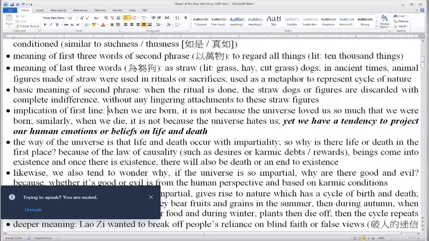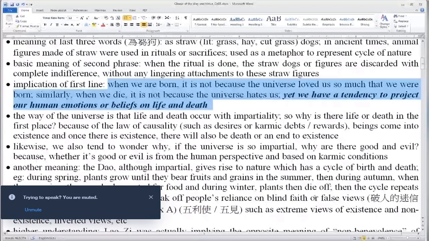The implication is this. When we are born, it's not because the universe loved us so much that we were born. Similarly, when we die, it is not because the universe hates us. Yet we as humans have a tendency to project our human emotions or beliefs on life and death, unfortunately. We say, life is precious and death is to be avoided. Because life is precious, we should always cling to life, and death is unknown, fearful, so we should avoid it.